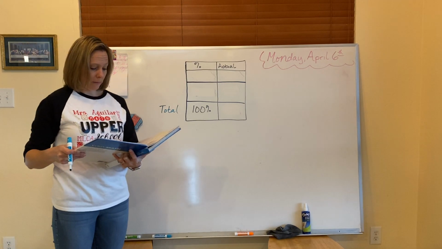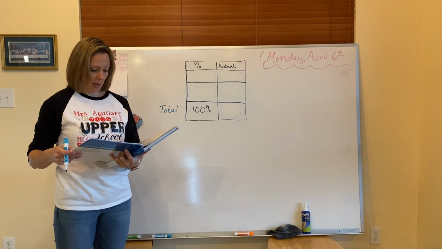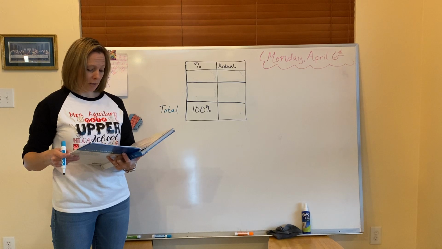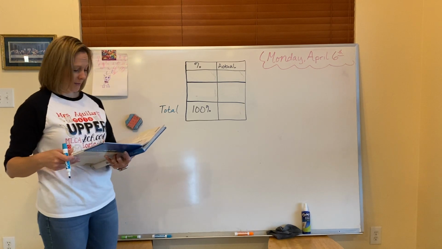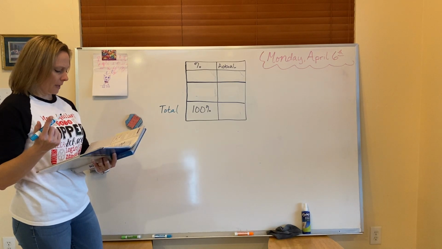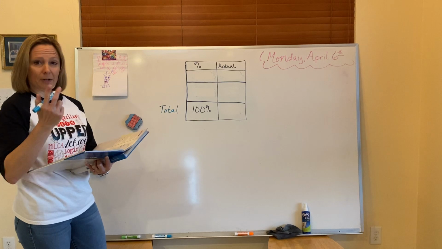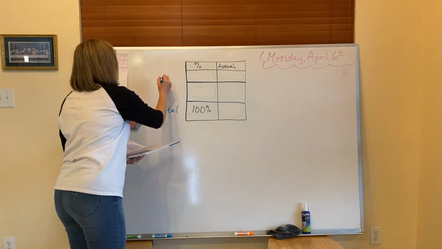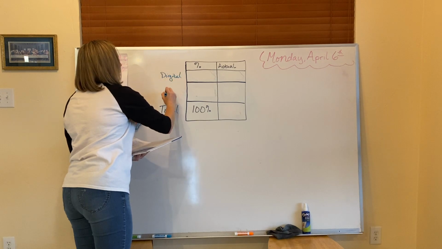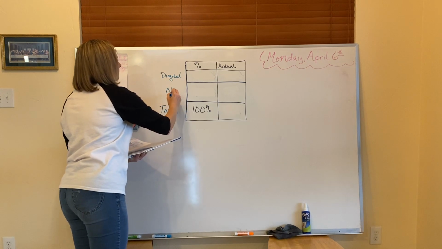All right, let's look at problem A in the practice set. 40% of the cameras in the store are digital cameras. If 24 cameras are not digital, how many cameras are in the store in all? So let's label our chart first. We have digital cameras and we have not digital cameras. So I'm going to call it digital and not. Okay?